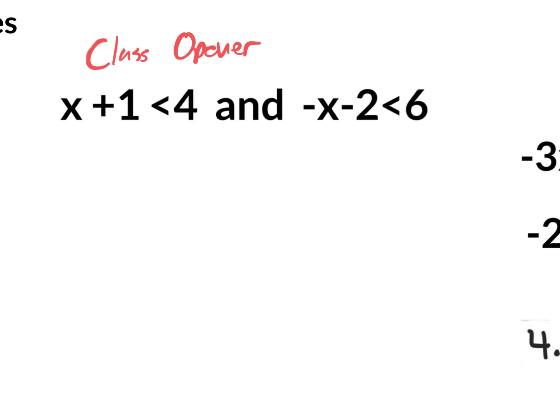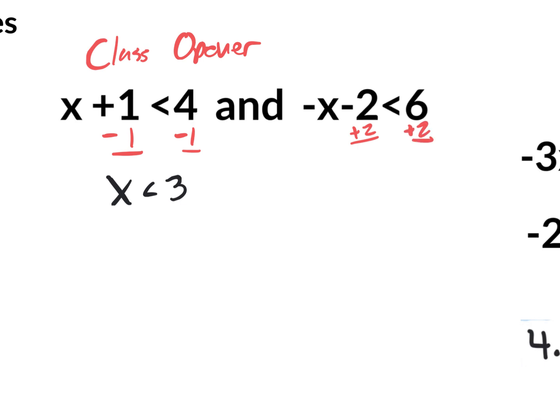So it's pretty simple. You just solve this one, and then solve that one, and then think of both answers with the word and between them. Let's begin with the one on the left. To get rid of that plus one, you're going to do a minus one. And of course, what you do to one side, you do to the other side. You're going to end up with x is less than 3, okay? And then on the other one, we're going to get rid of the minus 2 by doing a plus 2. And what you do to one side, you do to the other side, plus 2.